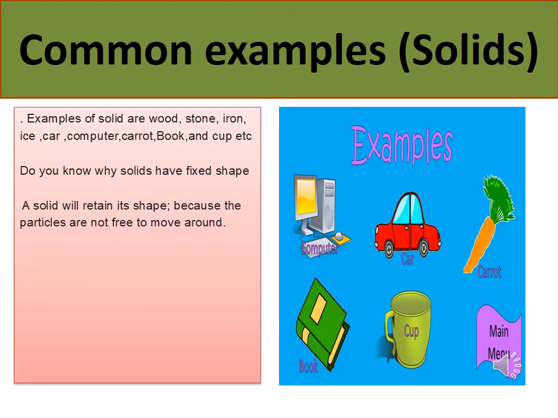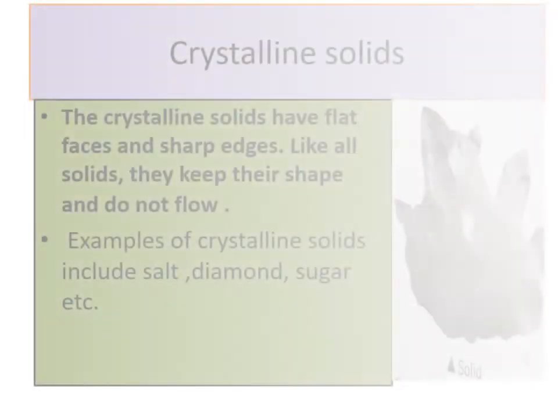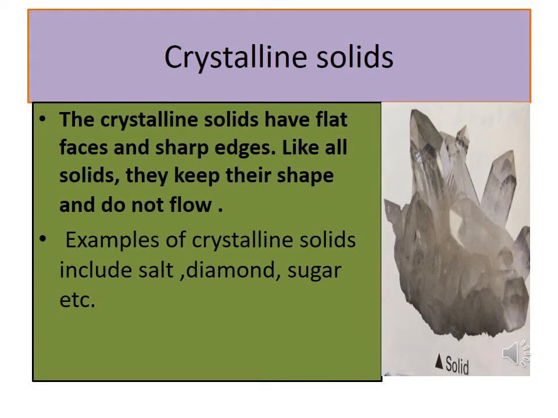Do you know why solids have fixed shape? A solid will retain its shape because the particles are not free to move around. The crystalline solids have flat faces and sharp edges. Like all solids, they keep their shape and do not flow. Examples of crystalline solids include salt, diamond, and sugar.